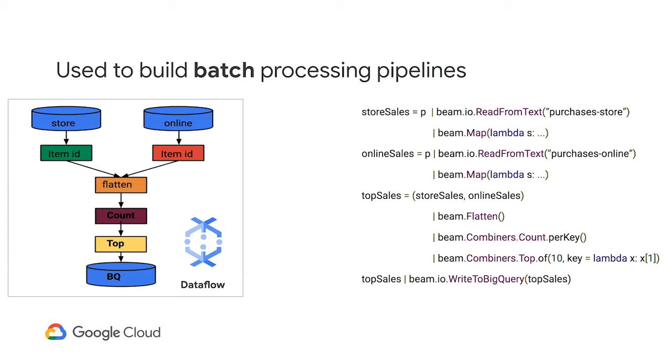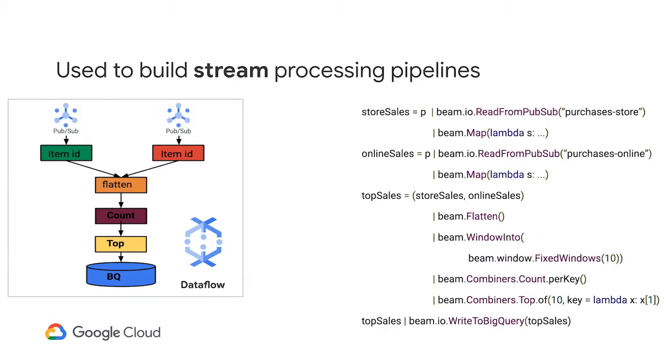So with that simple bit of code, we've written an interesting processing pipeline. Let's convert this into a stream pipeline. Well, there's very little we need to change in our code. First of all, we need to change our sources. We now move from files to an unbounded stream source. In this case, Google Cloud Pubsub, which is Google's publish and subscribe API.